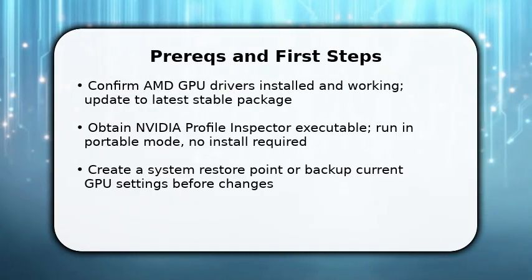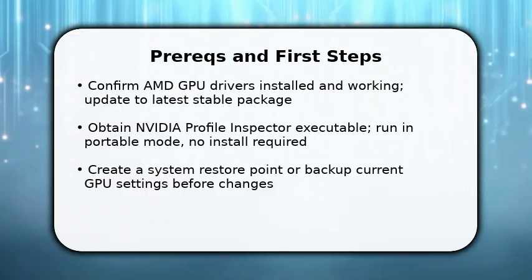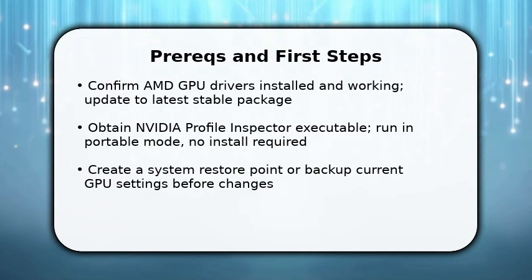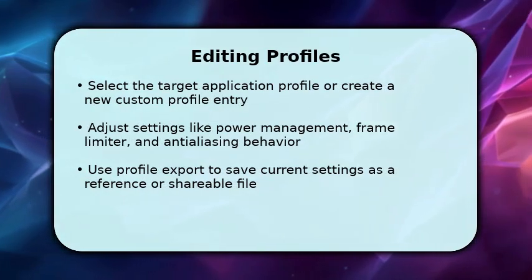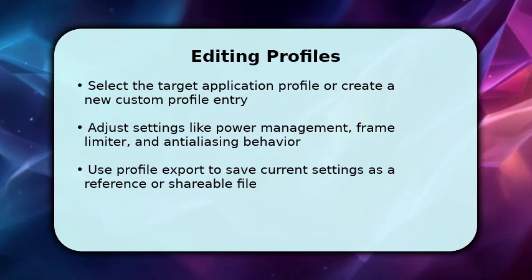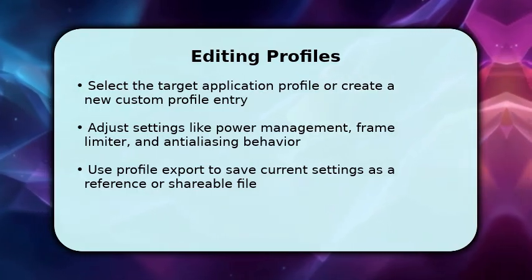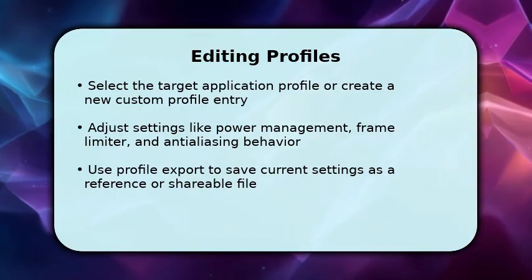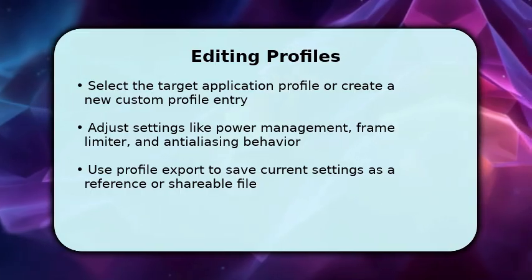Make a quick restore point or note existing values so you can revert changes if a profile causes instability. With the inspector open, choose the game or create a custom profile for the executable you want to tweak. You'll change specific entries: power management for consistent clocks, the frame limiter to avoid tearing, and anti-aliasing mode only when the app doesn't expose options.